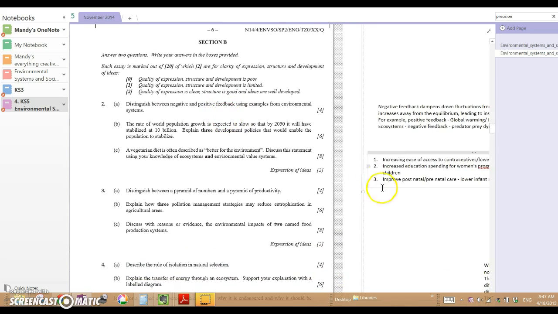Okay, part C. A vegetarian diet is described as better for the environment. Discuss this statement using your knowledge of ecosystems and environmental value systems. It's for 8 marks, so we're going to go through here. Well, you go and look at it now. Pause and look at your question. Okay, so here's the clue part. We've got, how is a vegetarian diet better?